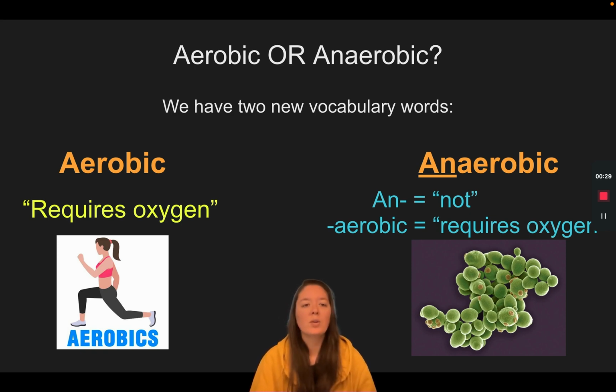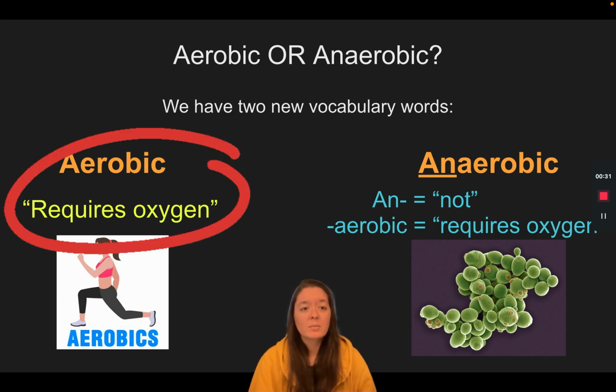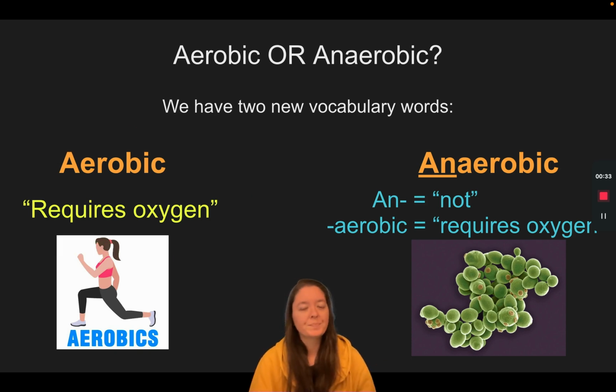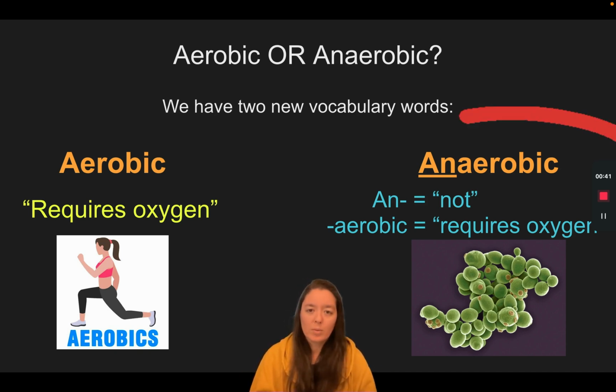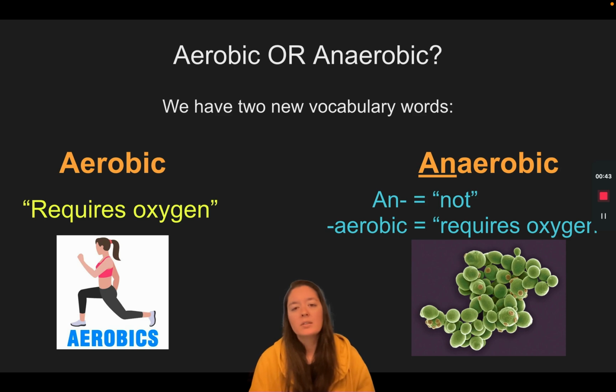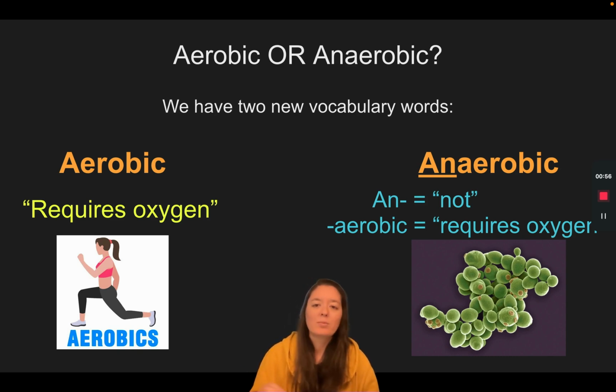So here we have our two new vocabulary words. Aerobic means requiring oxygen. When we do aerobic exercise, we're using oxygen to help our bodies. Anaerobic is the opposite. Whenever you see that prefix of "an" or just an "a," that means not, or the opposite of. So when we're talking about anaerobic respiration, it's some sort of respiration that does not require oxygen.